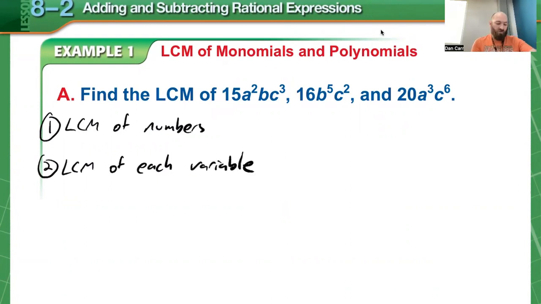So if I start looking at 15, 16, and 20, we want to find the least common multiple of that. So we're looking for numbers that all three of these will multiply up to. So that's going to be probably a big number here.